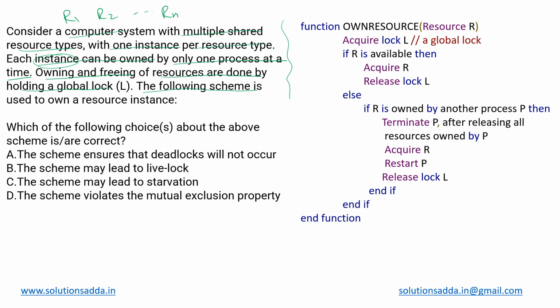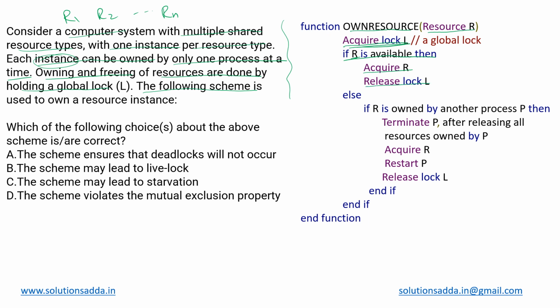Let us have a look at what it is doing. There is a function OWNRESOURCE, and this is a resource instance R which is passed to it. So what it is saying is that if any process wants to acquire a resource, then this is the protocol that it needs to follow. First, it will have to acquire a global lock L. So this global lock is similar to that exclusive lock which we are aware of. So first of all, it will acquire a global lock, and then it will check if the resource instance R is available or not. If it is available, then acquire it, use it, and release the lock.